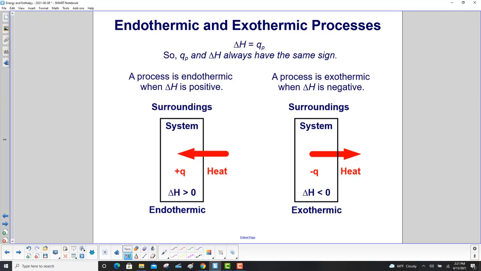We've already stated that the change in enthalpy is equal to the heat transfer, Q sub P. So Q sub P and delta H always have the same sign. So we have an endothermic process when delta H is positive. Right here, we've got a plus Q, heat's coming in. So delta H is greater than 0, as is Q. That's an endothermic reaction. We're exothermic when delta H is negative. So here, delta H is less than 0. Heat is negative Q, which means it's being transferred out of the system to the surroundings, an exothermic reaction.